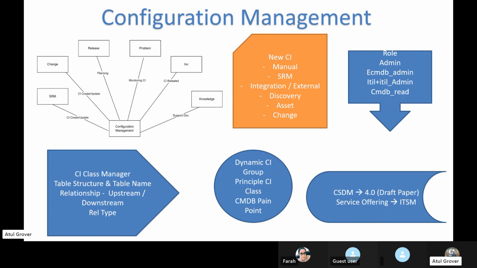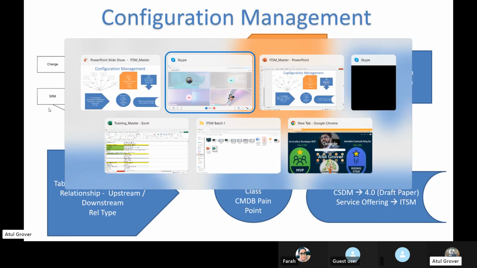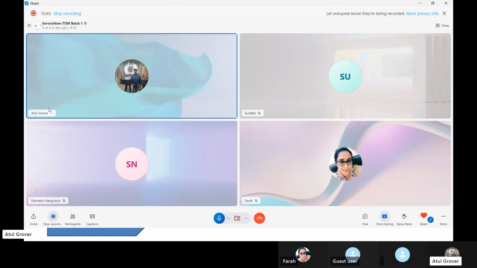And at last, you can create via change as well. The same way, you can create a new change and introduce a new server in the production network. How can this be done? This can be done only and only via change management. This is the avenue for creating a new CI. Any doubt in these two parts? Then I'll proceed further. Shanti, Surbhi, and Farah.